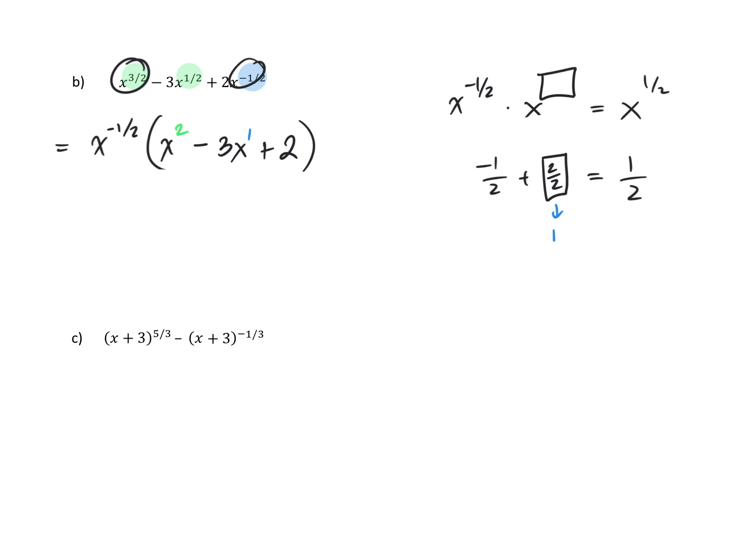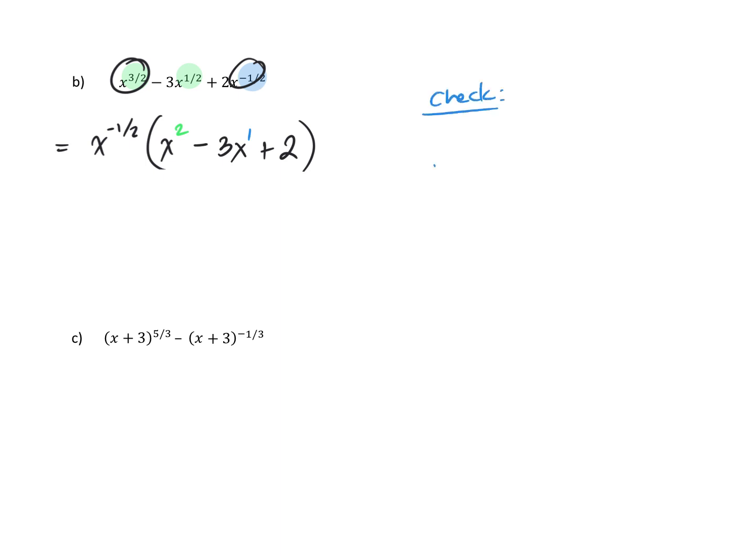And again, if you want to make sure that you did your factoring correctly, how would you do that? You would check it by just distributing it back in. So let's go ahead and just check, because it's easy to make mistakes on this one. So I would really suggest that you check these.